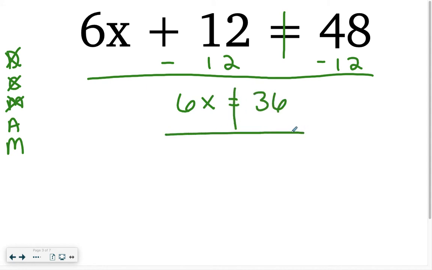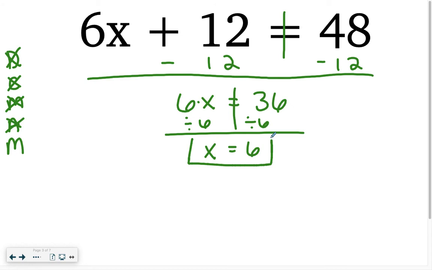Now this looks just like yesterday's lesson. 6x equals 36. I can cross that off. I'm down to just multiplying and dividing. Remember, there's multiplication between the 6 and the x. So to undo it, I'm going to divide by 6 on both sides, and I'm left with x equals 6.